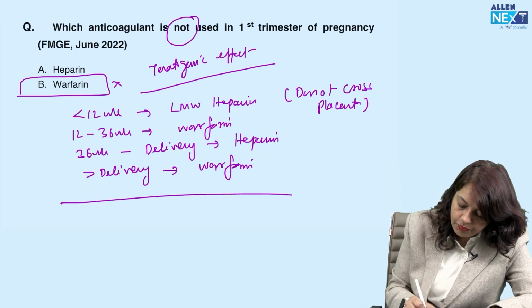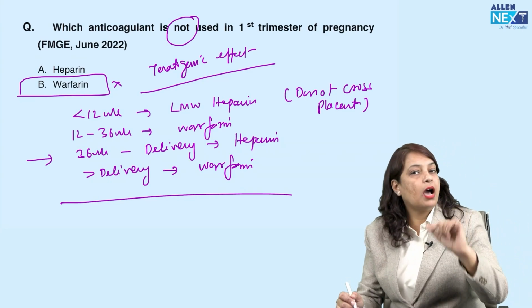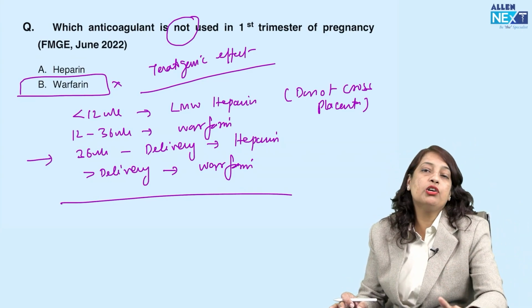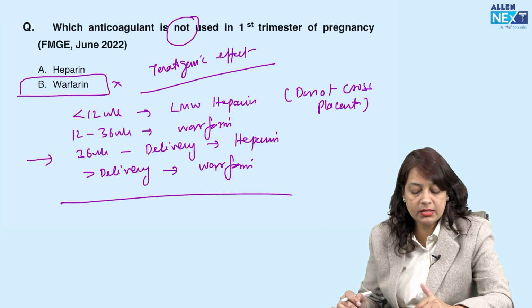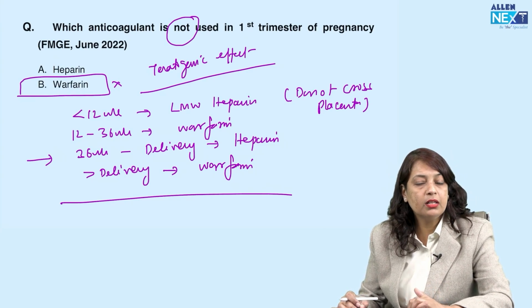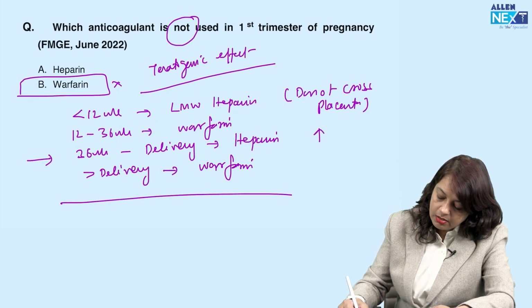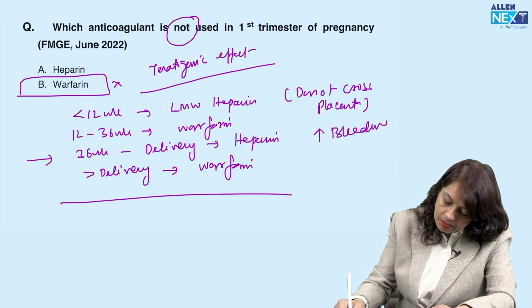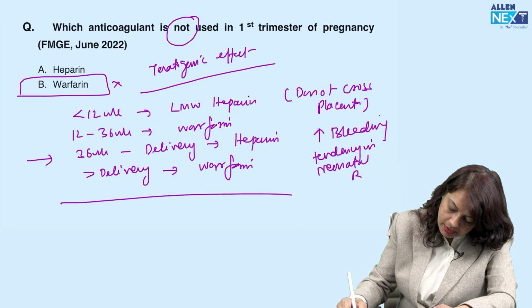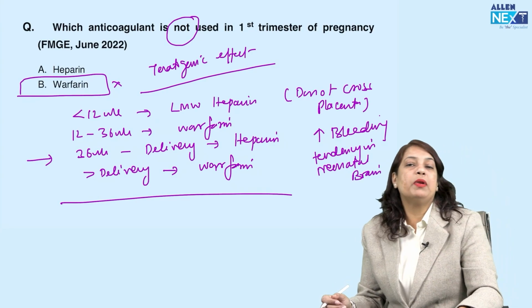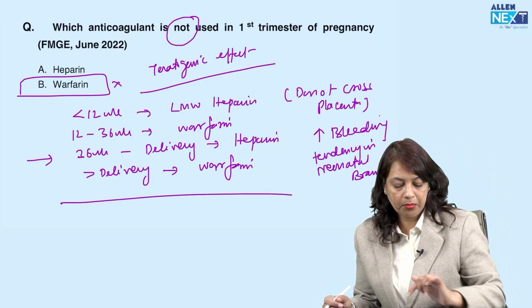warfarin. Now, why are you switching over to heparin in the last month of pregnancy? Because it is seen that if you give warfarin in the last month of pregnancy, it increases the bleeding tendencies in the neonatal brain.